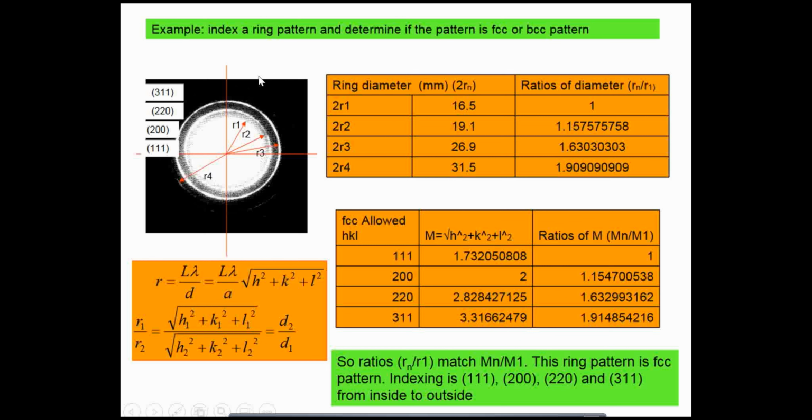This SAD pattern is given to us, and we have to index it. What we will do first is measure the radius R1, R2, R3, and R4. You can take millimeters or centimeters, whatever you want. What we require here is the ratio of R1 to R2, R1 to R3, like that. Here we have already calculated 2R1, 2R2, the diameters. This is the distance which we are calculating, and then we find the ratio. So R1 divided by R1 is 1, then R1 divided by R2, this number, R1 divided by R3, this number. Like that we have generated these ratios.